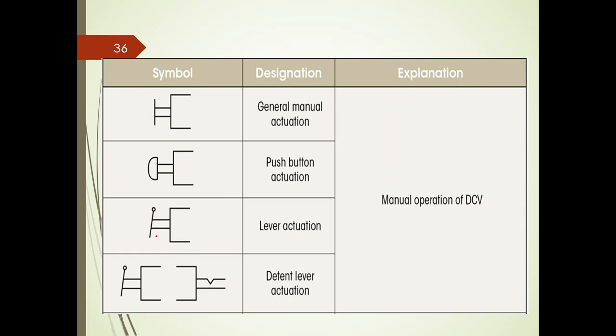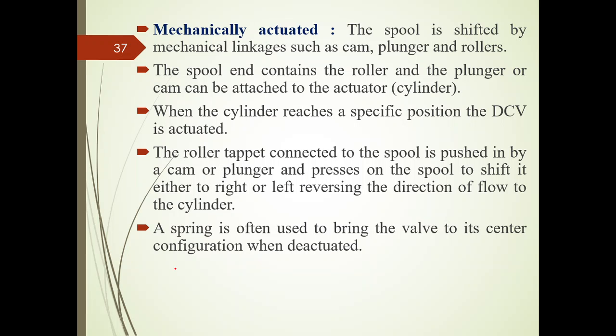Some more symbolic representations we can discuss here. The one used for general manual actuation is this one, and for push button is this one, and for lever actuation as well as for detent lever actuation, these two we are using. This is in the case of the manual actuation of direction control valves.